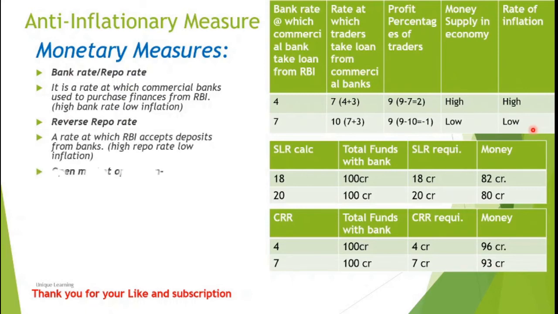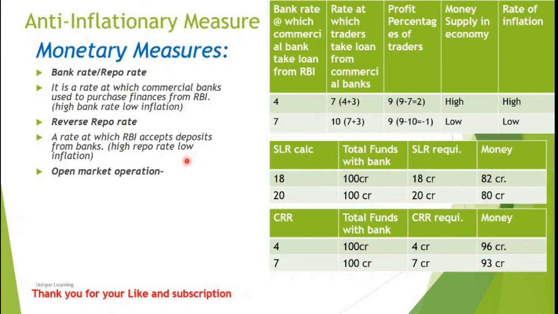Next point is the reverse repo rate. It is the rate at which RBI accepts deposits from the banks. In repo rate, RBI provides finance to the commercial banks, but in reverse repo rate, RBI accepts deposits from the commercial banks. If the reverse repo rate is high, then inflation would be low because much of the money would be deposited in the vaults of RBI. Hence, in the market the finance would not be available. That's why the inflation would be reduced.